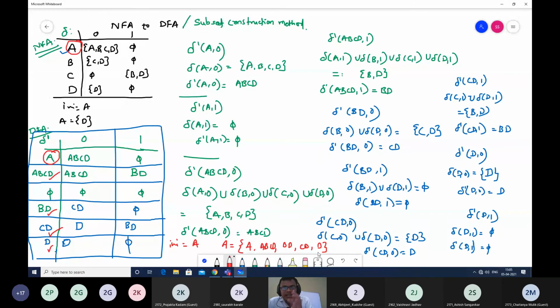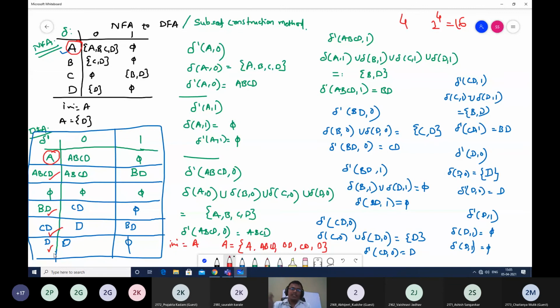Remember students, ABCD is a single label, BD is a single label, CD is a single label in this conversion process. Now, these states which we are obtaining here are actually some of the possible subsets from our given set of states, and that's why this method is called the subset construction method. If you are given an NFA with 4 states, how many possible subsets can you get? 2 raised to 4, that is 16. So maximum you may get 16 states here, not more than that.